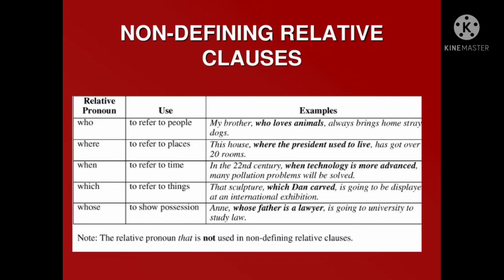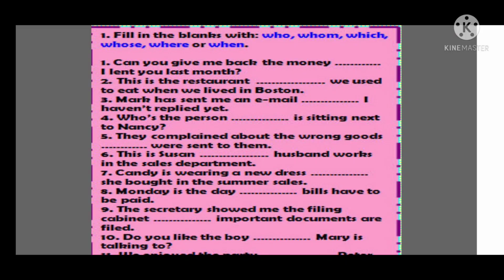The difference between defining and non-defining clauses is also given in one slide. Please go through that clearly. Then you will be able to understand the difference between them and how they can be used in sentences. Let's try a few examples now.